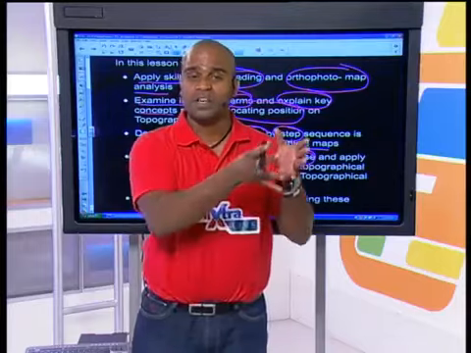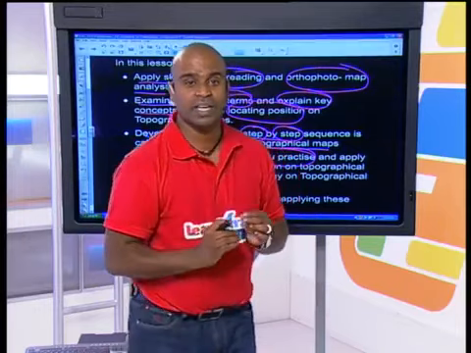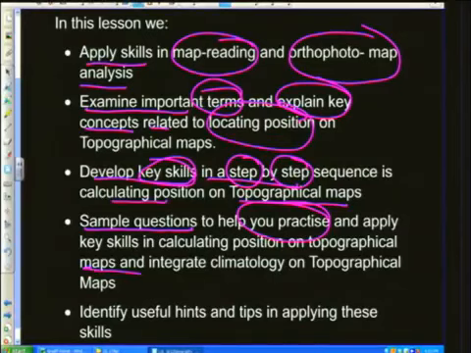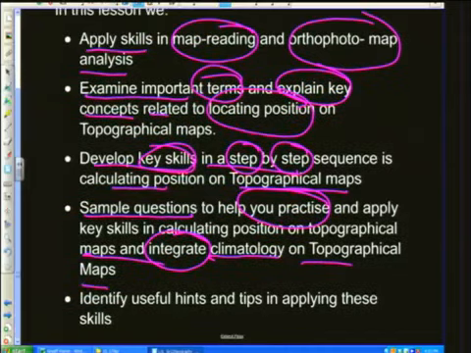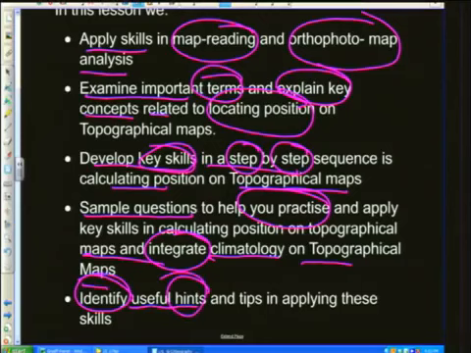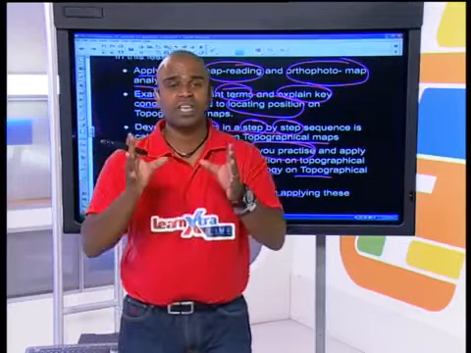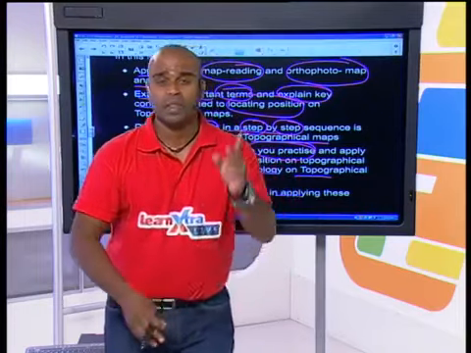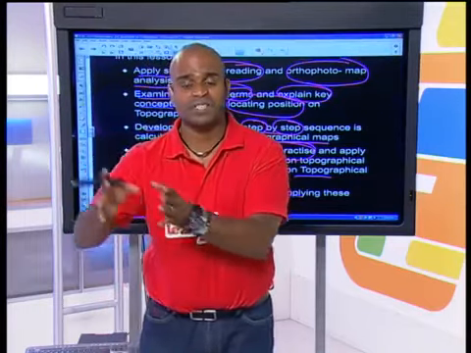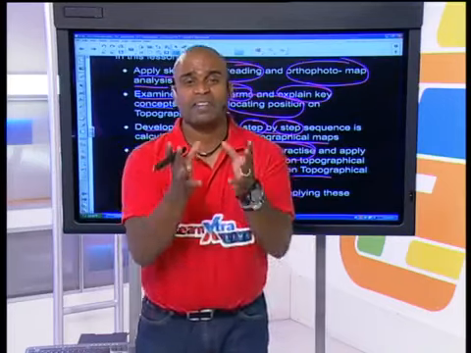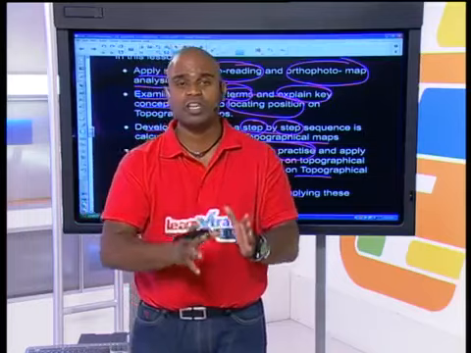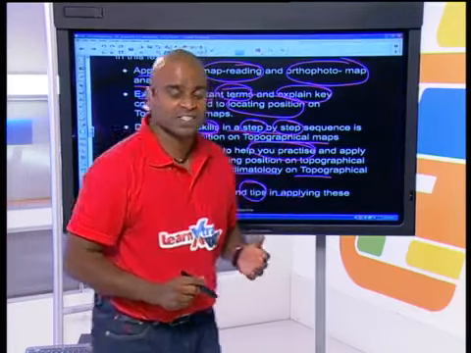Using good examples for you to better understand these calculations. And remember, always we are integrating climatology into topographical maps. And hopefully by the end of today, you will be able to identify useful hints as well as tips in applying these skills. So guys, we've got a packed show today, and there are two key elements that I want you to acquire. The one is to calculate the grid reference or position on a topographical map, and the other is the integration of climatology into topographical maps. Let's get straight into it.